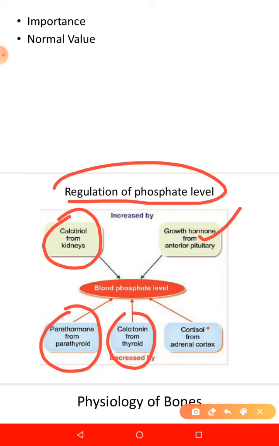Also, let's not forget about growth hormone and cortisol. They can also influence phosphate levels. So calcitriol, what's the effect? It increases phosphate levels. But PTH and calcitonin decrease phosphate levels. Now, remember PTH: whenever there is secretion of PTH, it will increase calcium absorption, but decrease phosphate.